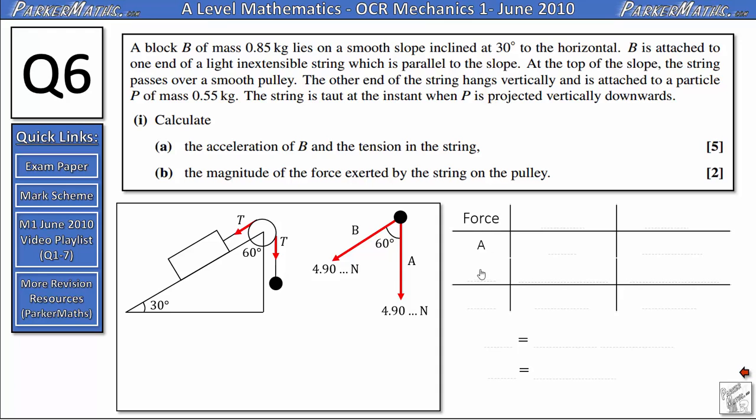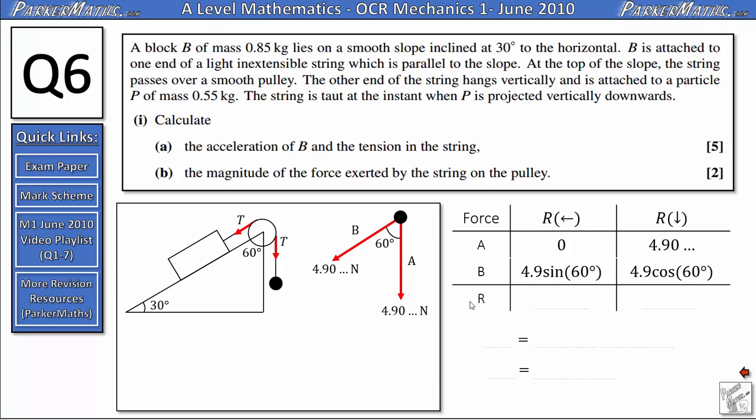So my forces are A and B, and I'm going to work to the left and also in the vertically down direction. So the component of force A that's going to the left is 0 because this force is completely downwards. That means the component of A going downwards is this 4.90 Newton force. For B, the component of B going to the left is going to be 4.9 multiplied by sine 60 because I'm not including the angle in the direction that I'm going. The component of B going vertically downwards is going to be 4.9 cos 60.